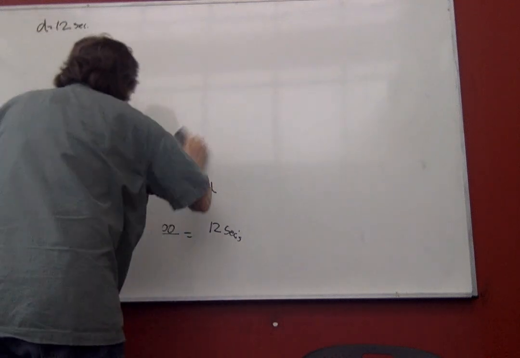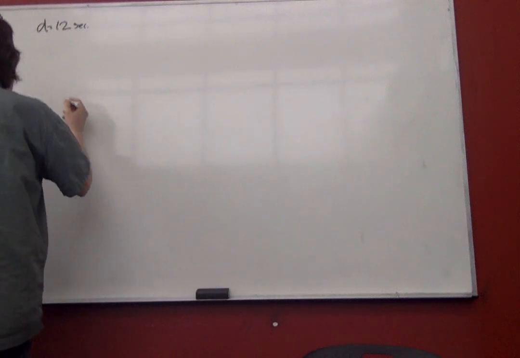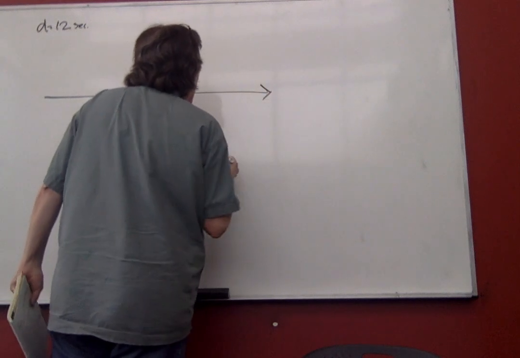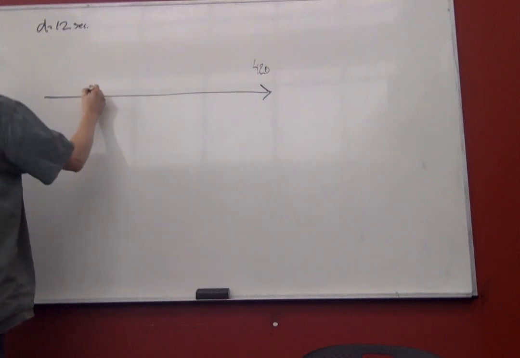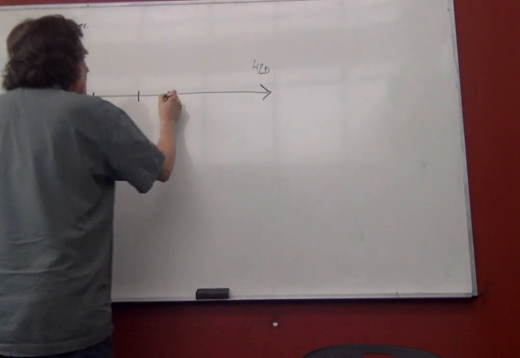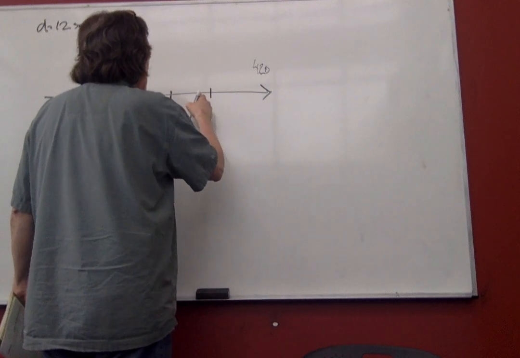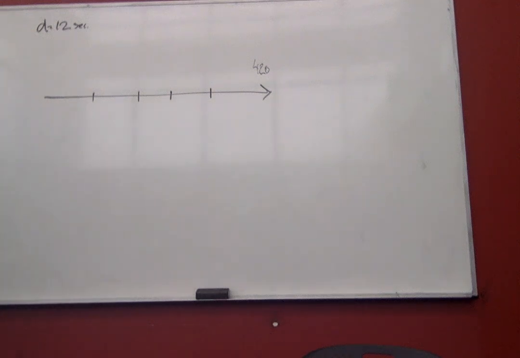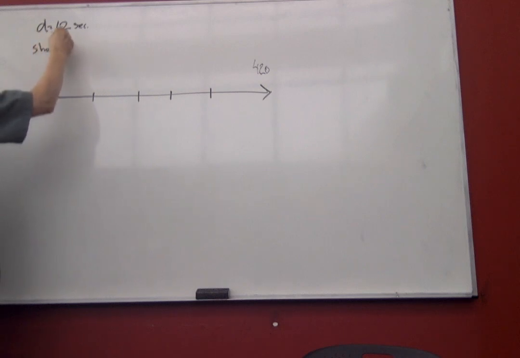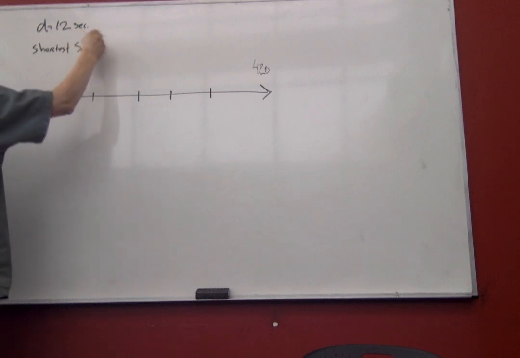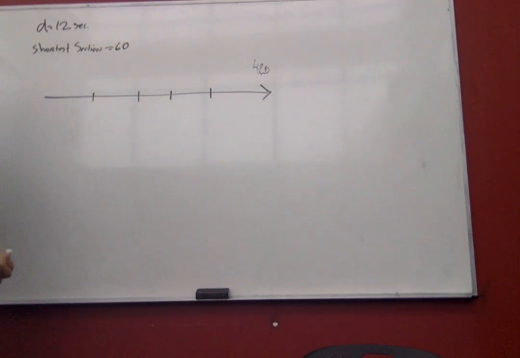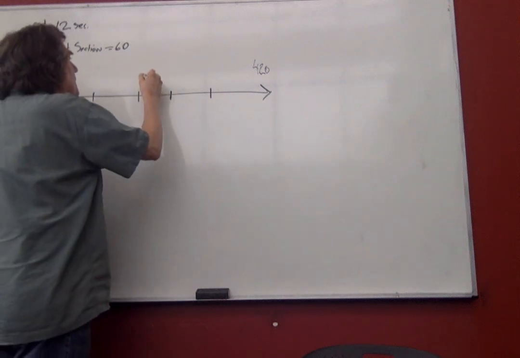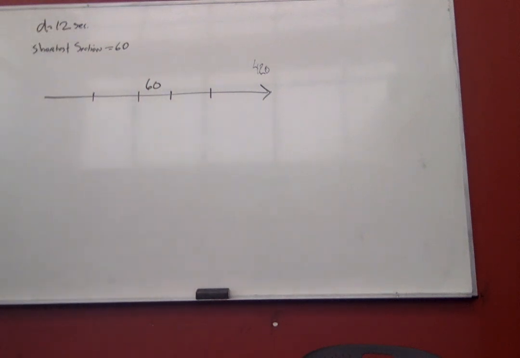Okay, and we want a total of 420 seconds. We want 5 sections: 1, 2, 3, 4, 5. So we know already that our shortest section is going to be 1 minute or 60 seconds. Just for argument's sake, let's put that 60-second duration as the third section.